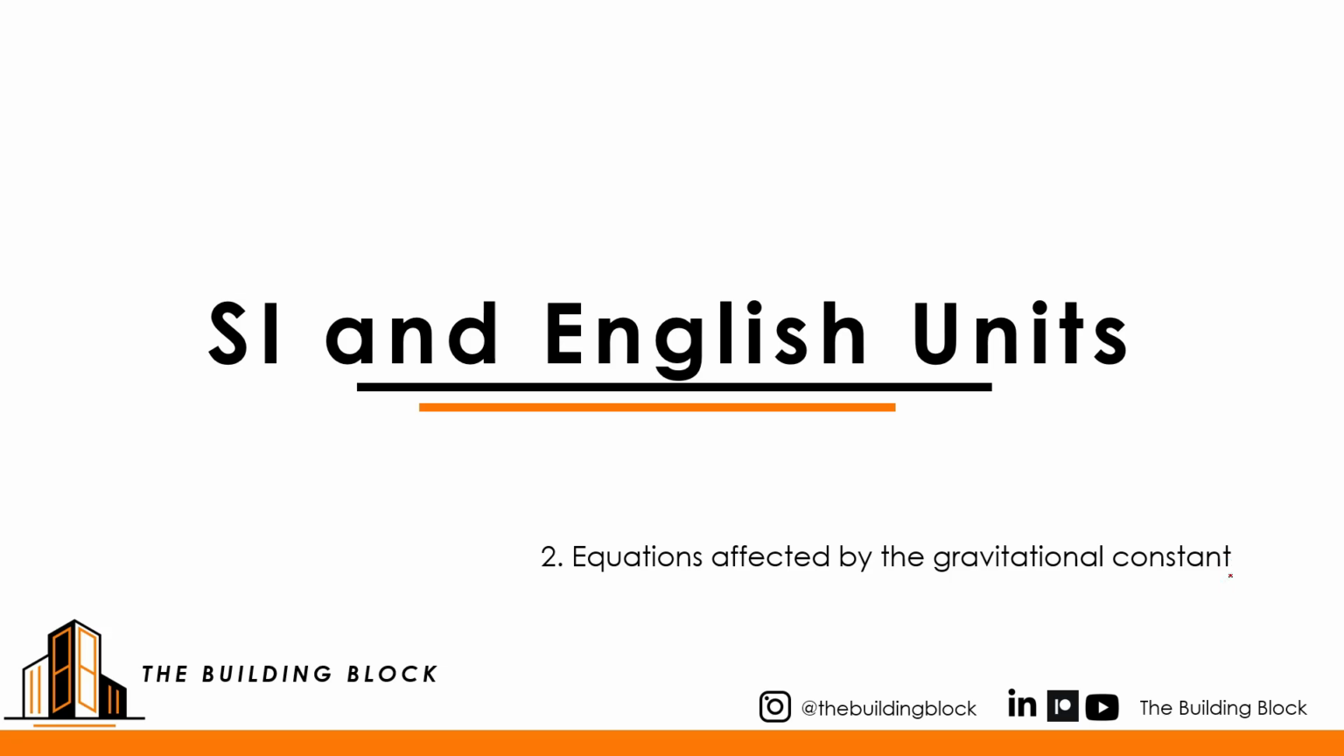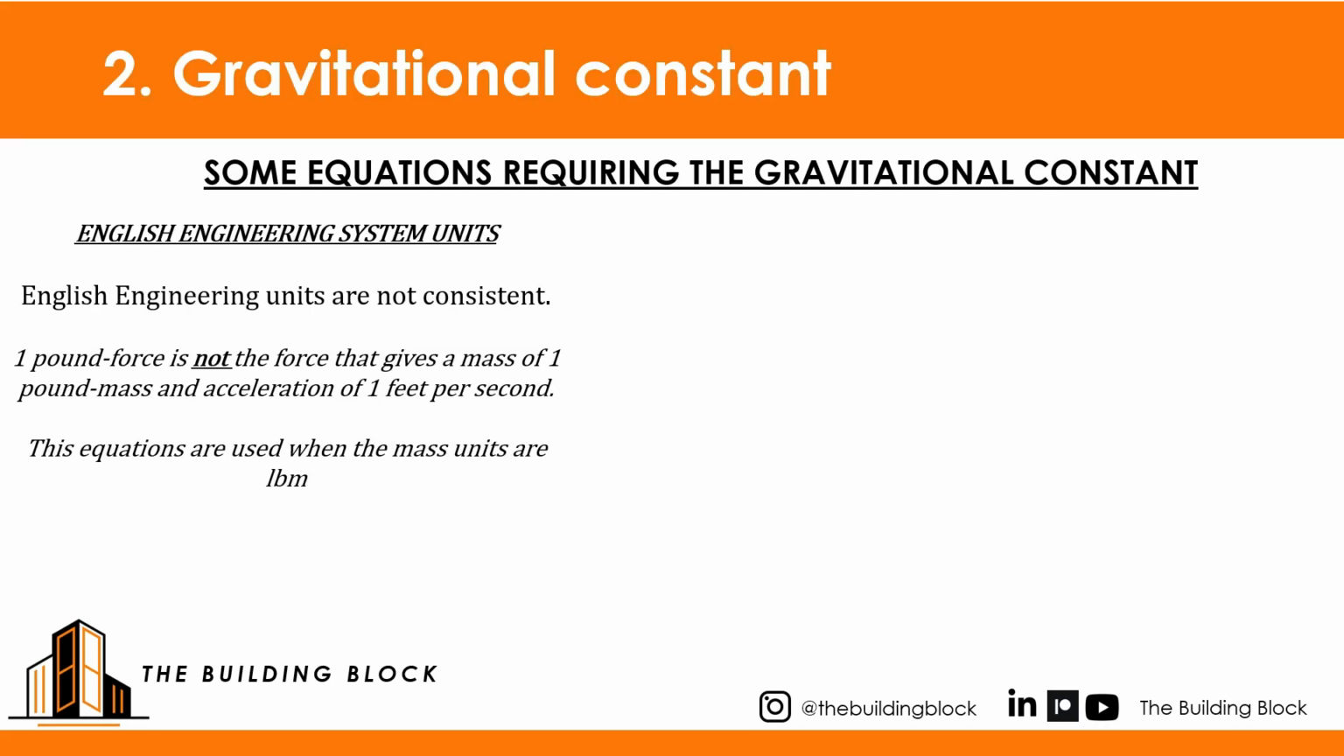This week we're reviewing a fundamental topic, the International System and English units. Today we'll be focusing on equations affected by the gravitational constant in the English engineering system. In the English engineering system, things are not consistent. As we discussed in the previous video, 1 pound force does not accelerate a 1 pound mass by 1 foot per second squared. To make this system more consistent, we need the gravitational constant for converting mass units to weight units. Let's take a closer look at some equations affected by this constant.